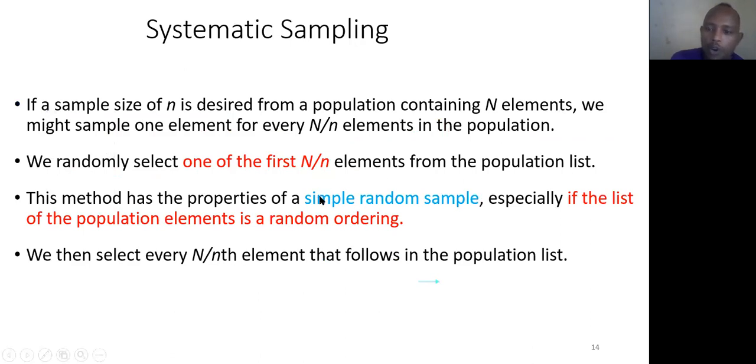It is more or less similar to simple random sampling method because the first term is selected randomly. But to use this sampling method, the list of the population or target population should be ordered randomly. Otherwise, our sampling method will be biased.